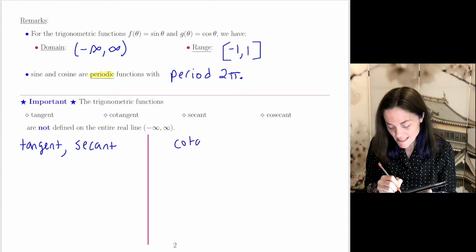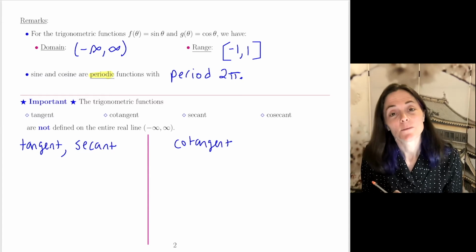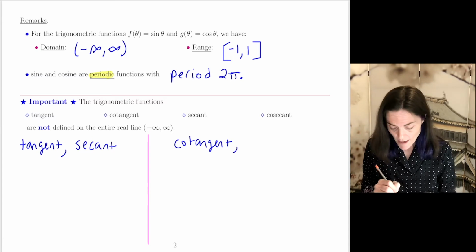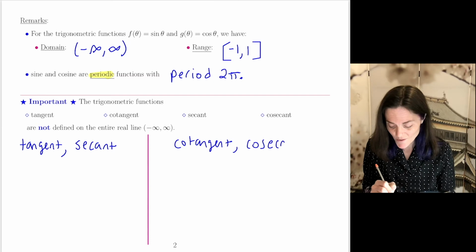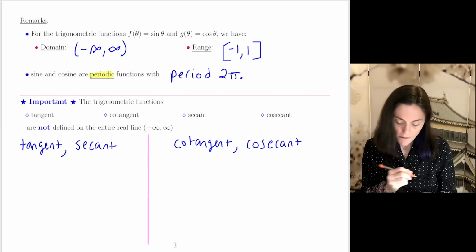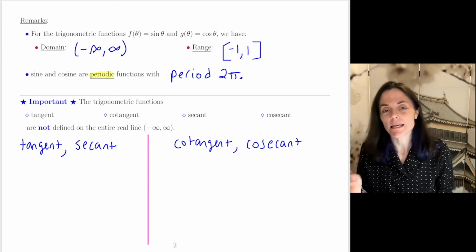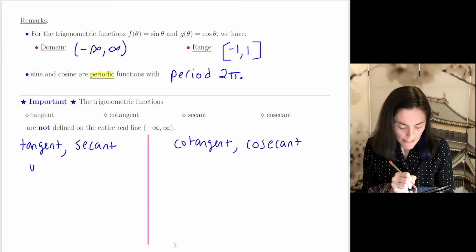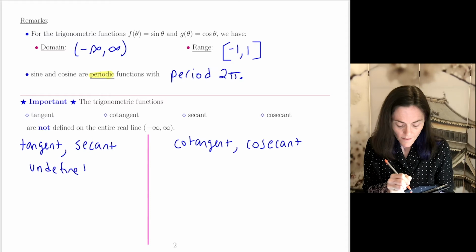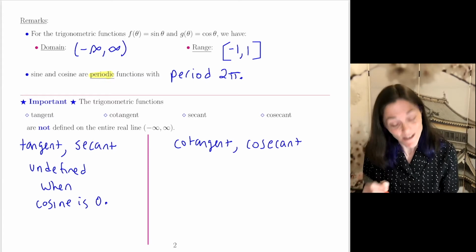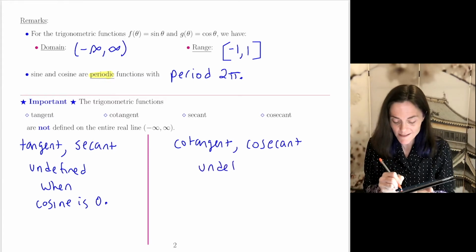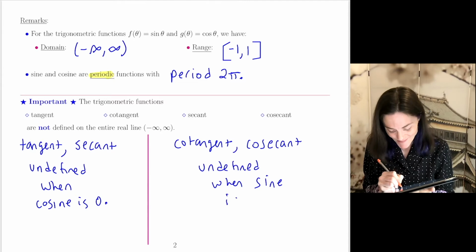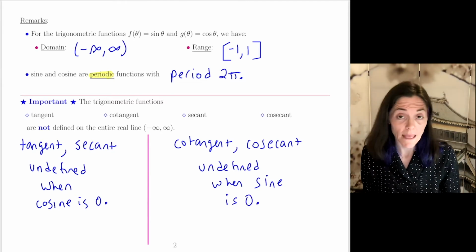And then we have cotangent, which is cosine over sine. And we also have cosecant, which is 1 over sine. So you notice the tangent and secant both have cosine in the denominator. So these two are undefined when the cosine is 0. And then cotangent and cosecant, these two are undefined when the sine is 0, because both of these have sine in the denominator. So that's just an important observation I want to make.